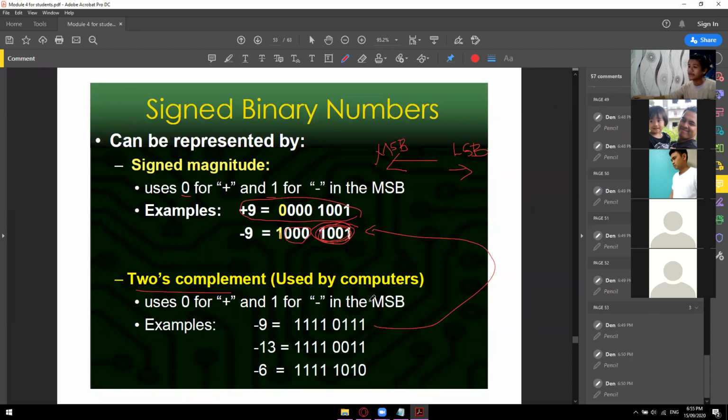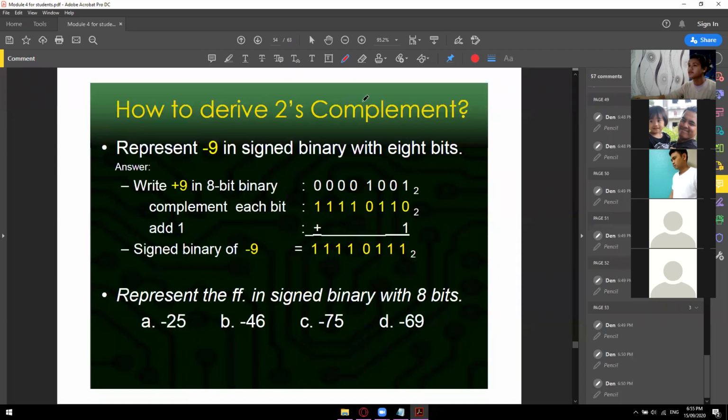Pero kapag sa computer, ito yung gagamitin natin. Okay? So, basically an example lang to in human way. So, in example lang na kapag sa tao, of course, magamit tayo ng 1 para sa negative and then 0 naman sa positive. Since in binary, we cannot put negative or positive sign. Pero sa in actual world, ito yung ginagawa ng computer natin. So, nag-a-apply siya ng 2's complement.